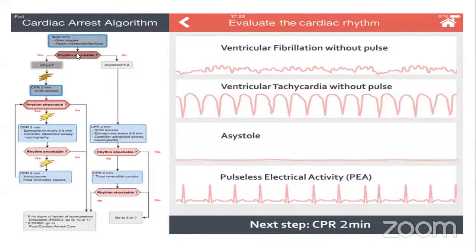And this is the cardiac arrest algorithm, which shows ventricular tachycardia, ventricular fibrillation, without pulse. We all know the pulse algorithm, the shockable or non-shockable rhythm. Rhythm is shockable when VF or pulseless VT is there. For asystole and pulseless electrical activity, CPR is used, followed by adrenaline. And for VF and pulseless VT, we use CPR and shock. Thank you.